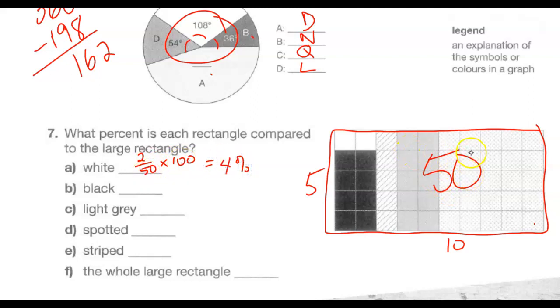Basically, this is 50. Percent's always out of 100, so we can just double the number of boxes. So black, 1, 2, 3, 4, 5, 6, 7, 8. So that would be 16%. Light gray, I think would be this. So that would be 2, 4, 6, 8, 10. So that would be 20%. Spotted would be over here. And that's half of it, 25. So that would be 50%. Striped would be these. That would be 5 doubled is 10, and the whole large rectangle is obviously 100%.